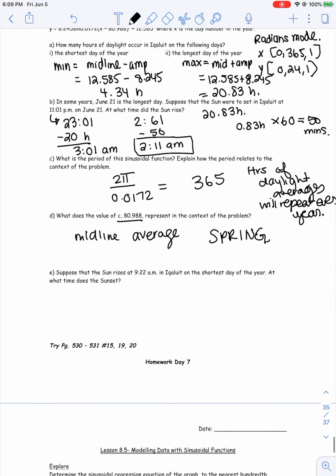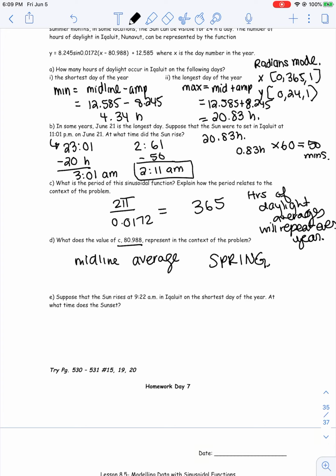Now, suppose that the sun rises at 9:22 a.m. At what time did the sun set? So we're taking 9:22 a.m. and adding the amount of hours of sunlight there are when it comes to the shortest day of the year. So we're adding 4 hours and 34 minutes to this. If we add 4 to 9, we get 13 o'clock. Well, there's no 13 o'clock. Well, we can write it for now. That would be the 24-hour clock.